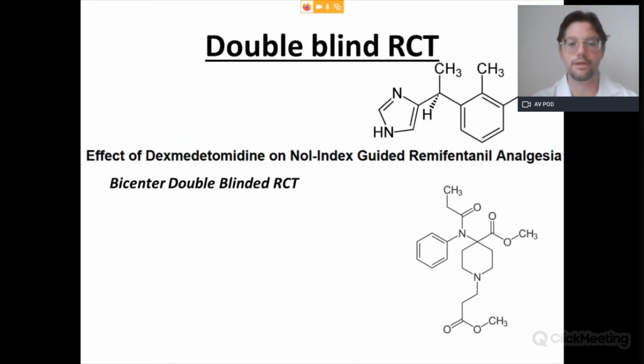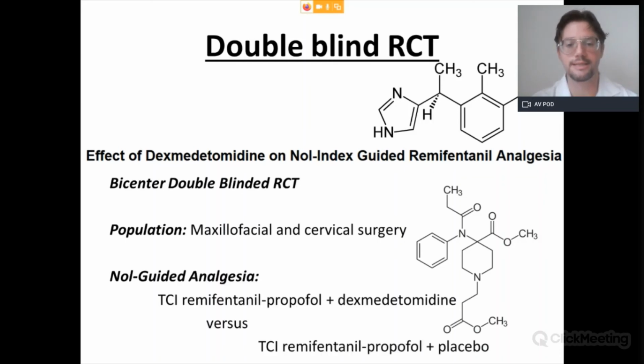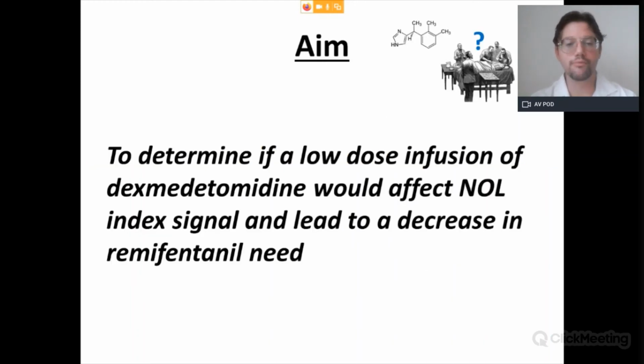And in this study, we tested the infusion of dexmedetomidine during remifentanil propofol TCI anesthesia, where one group received dexmedetomidine in addition to the remifentanil propofol, and the other group received a placebo, sodium chloride, in addition to remifentanil propofol. And the aim was to determine if a low-dose infusion of dexmedetomidine would affect NOL index signal and lead to a decrease in remifentanil need.